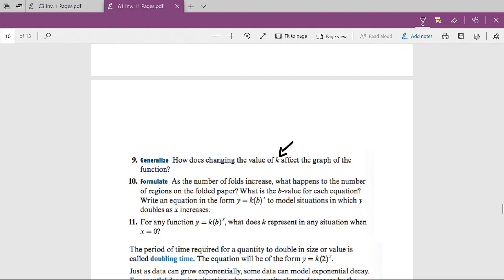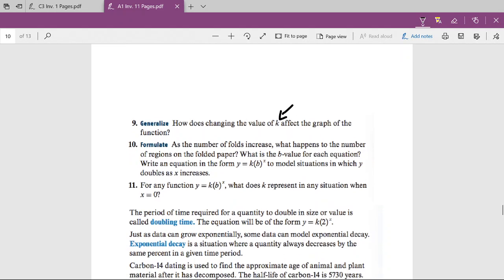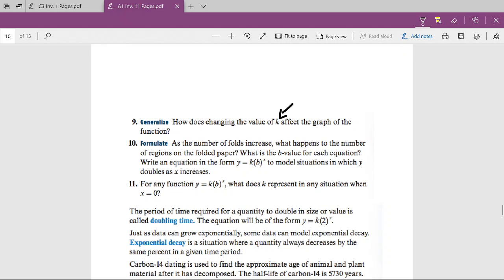Number 10, as the number of folds increases, what happens to the number of regions on the folded paper? What is the b value for each equation? Write an equation in the form y equals k times b to the x to model situations where y doubles as x increases.